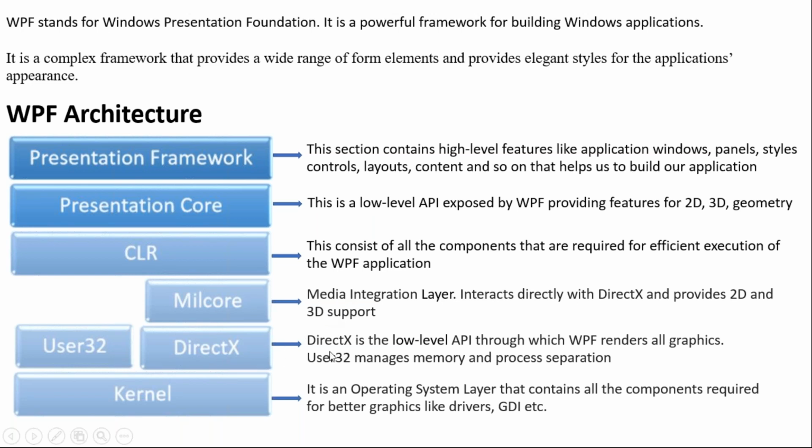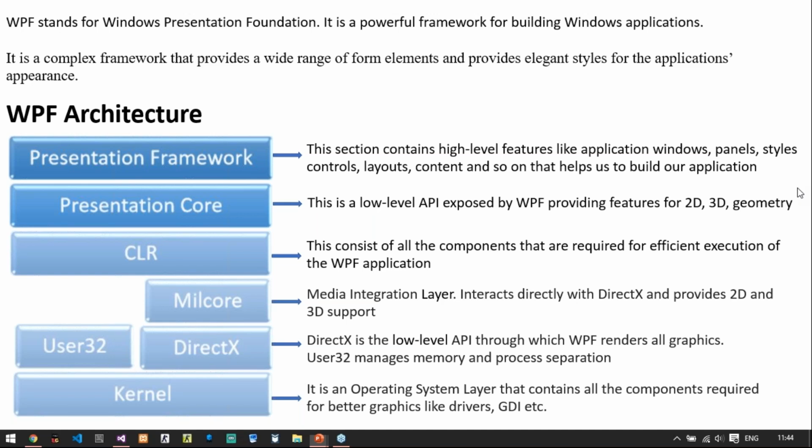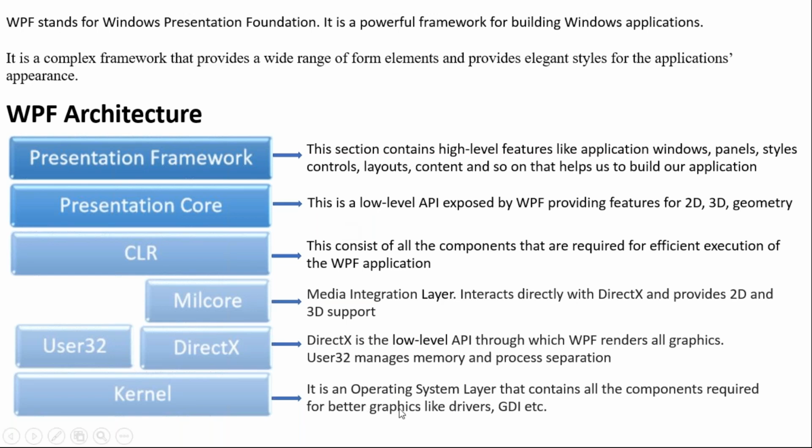Now what is DirectX? It is a low-level API through which WPF renders all graphics. To have all the graphics embedded on all types of controls, you will require DirectX. And User32 manages the memory and process separation. So mainly all types of memory management in WPF is done by User32. And the kernel is an operating system layer that contains all components that provide better graphics like drivers and GDI.